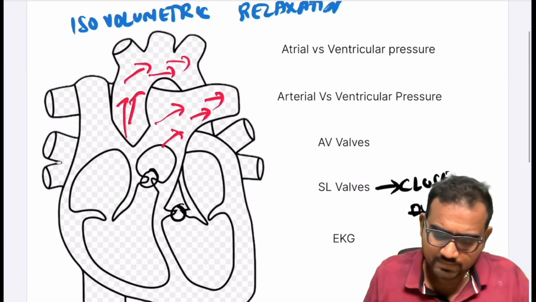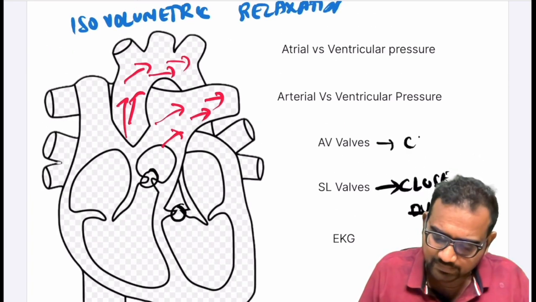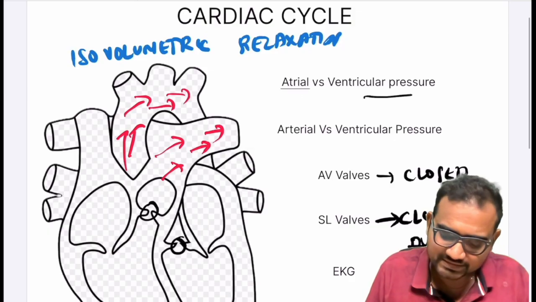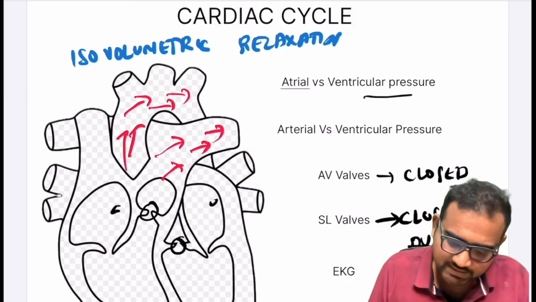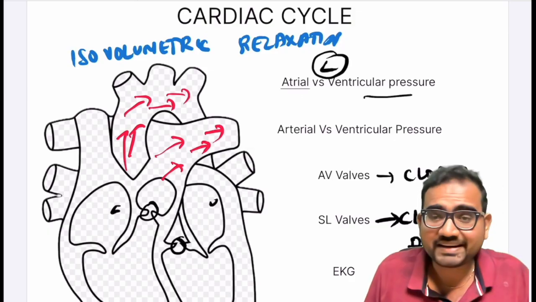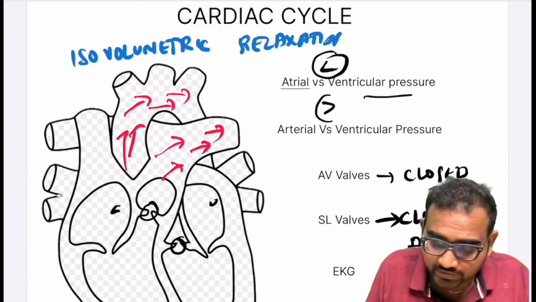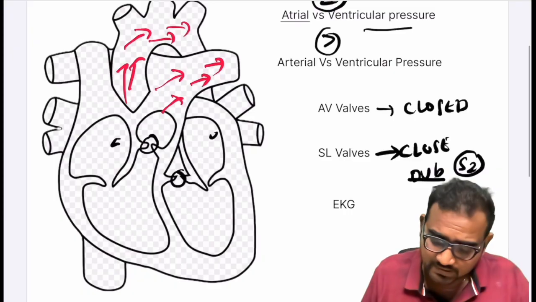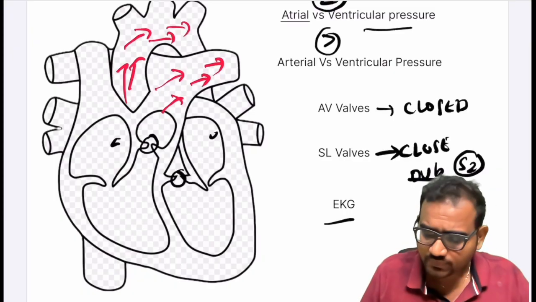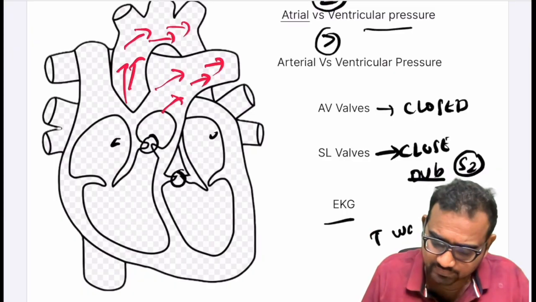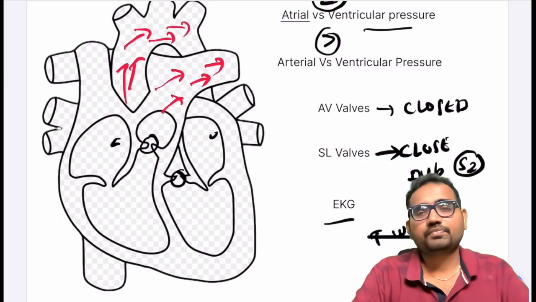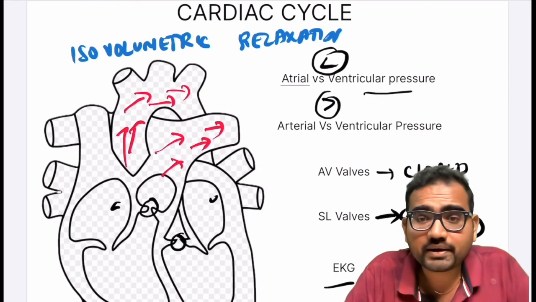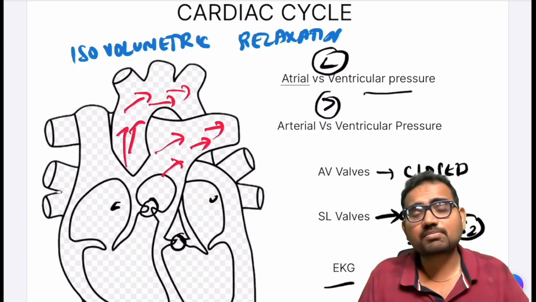Okay, fine. So the AV valves again remain closed. The atrial pressure is still less than the ventricular pressure. The arterial pressure is more than the ventricular pressure. That is why it shuts the valves. And in the EKG, we are going to see the T wave. This is isovolumetric relaxation. So this is about the cardiac cycle.